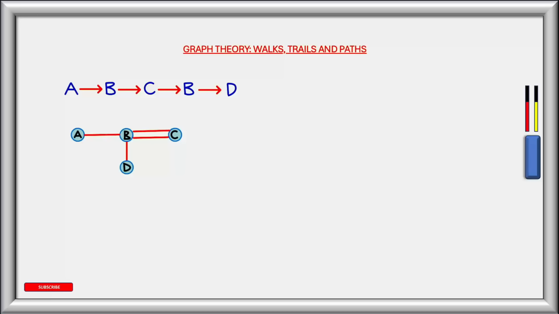If there are 2 edges, we could go from A to B, from B to C using one edge, and then from C back to B using a second edge, and then from B to D. So in this case, no edge has been repeated, so we'd have a trail.